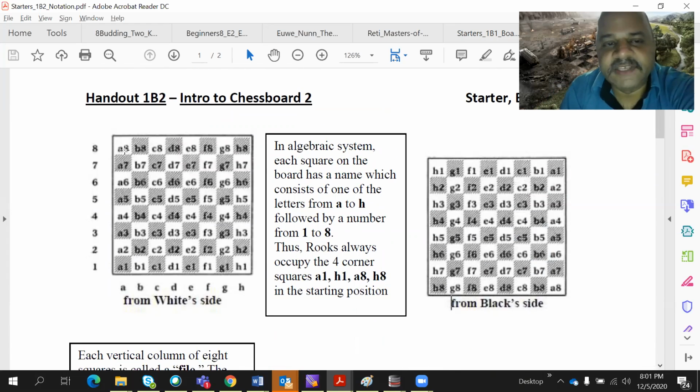The chessboard has 64 squares, right? 8 rows and 8 columns, right? So they have given a numbering for each square.